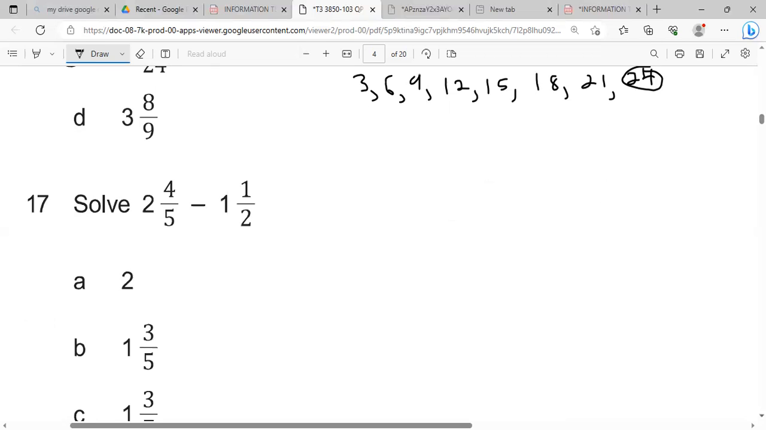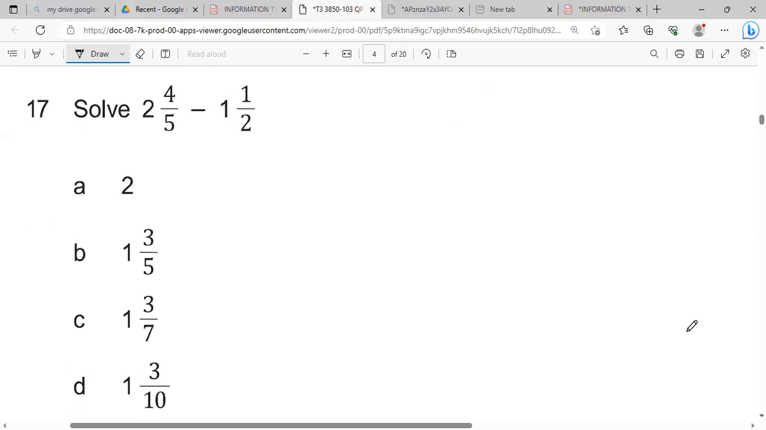All right, number 17 says solve 2 and 4/5 minus 1.5. So again, we're gonna be doing the long way. So I'm gonna multiply 2 times 5, 10. 10 plus 4 is 14. So it's 14 over 5 minus 1 times 2, that's 2, and 3 over 2.